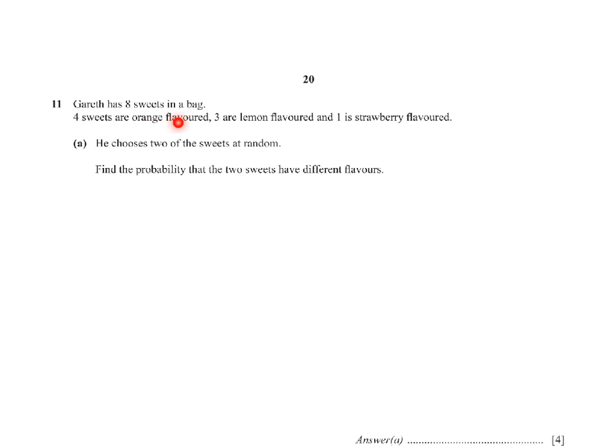This question is about probability. Gareth has 8 sweets in a bag. That's important, 8 sweets. So in total there are 8 sweets. 4 of them are orange, 3 of them are lemon, and 1 of them is strawberry flavored. He chooses 2 of the sweets at random. Find the probability that the 2 sweets have different flavors.